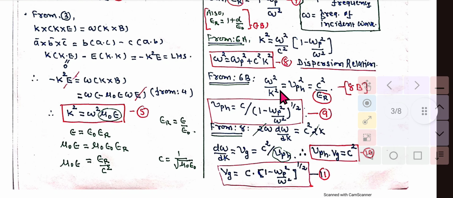For a transverse plasma wave, we can write phase velocity and group velocity. Also prove phase velocity times group velocity equal to c square.